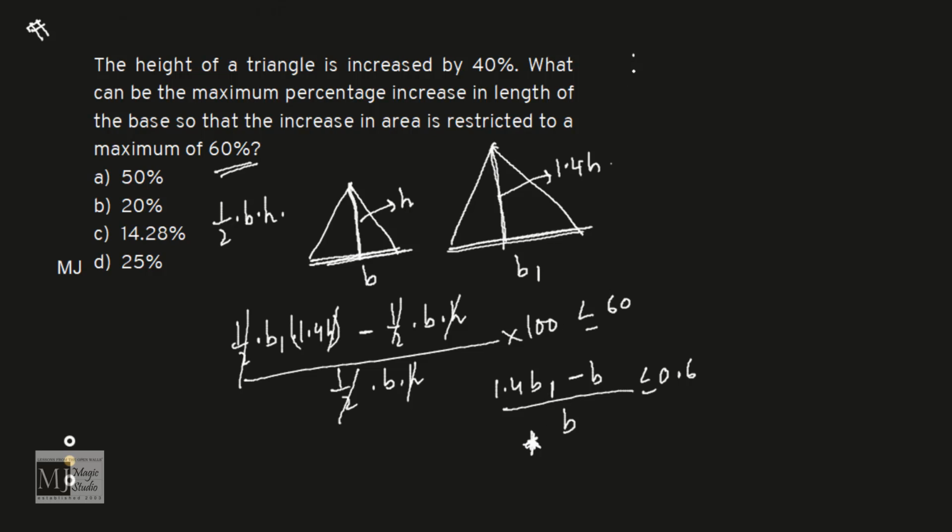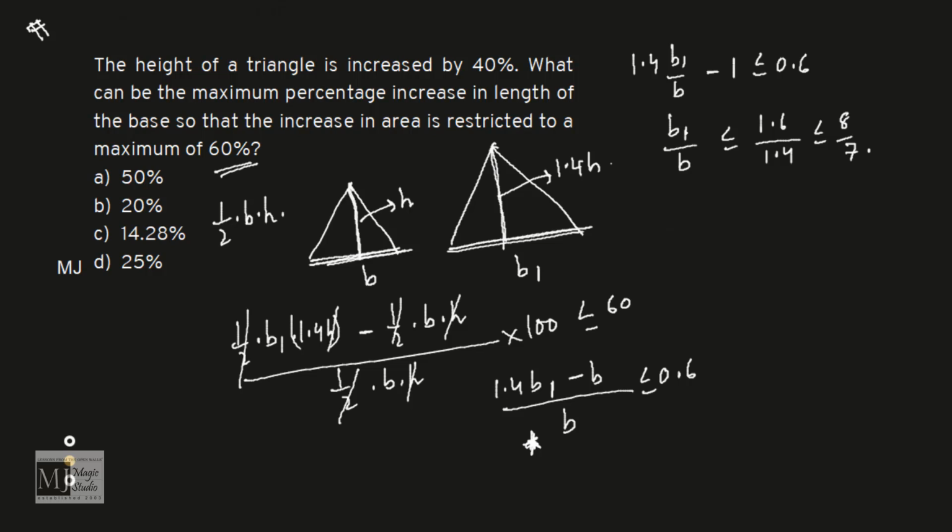We need to find the ratio. Okay, let's divide. 1.4 into B1 by B minus 1 is less than equals to 0.6. So B1 by B is less than equals to 1.6 by 1.4. That is 8 by 7. So what can be the maximum percentage increase?